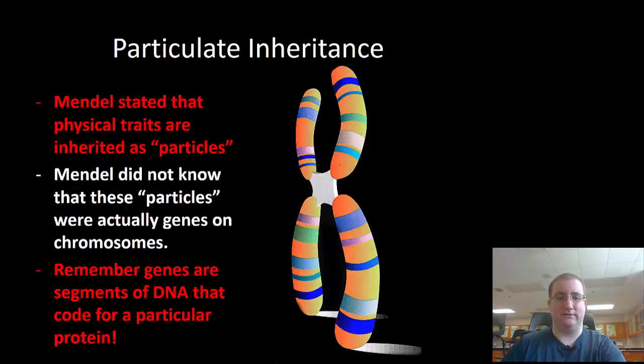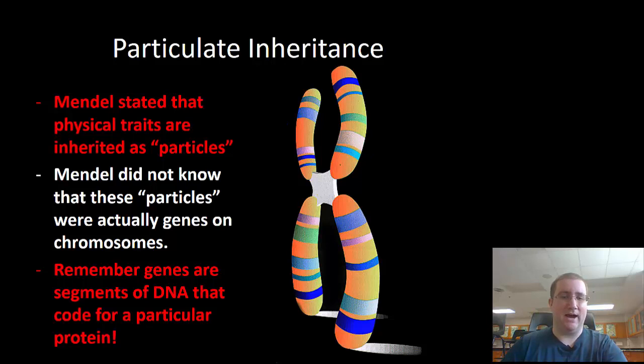Mendel stated that the physical traits are inherited as particles. Now remember, at this point, DNA and cells basically were just really being found and being able to be visualized. So DNA was still 100 years away from being discovered. So he had this idea that there's something that's being passed along from parent to offspring, and he called them particles.